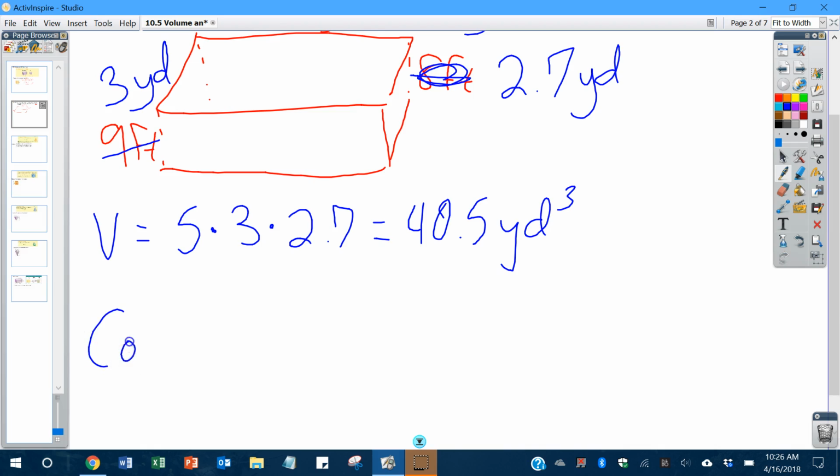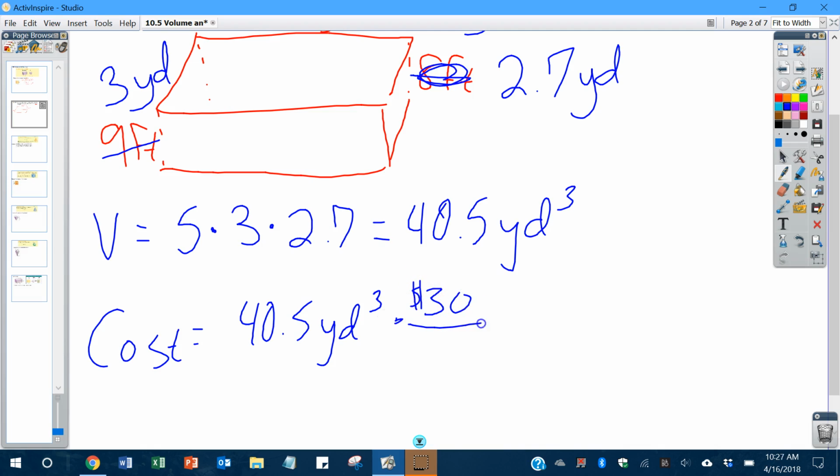Then the problem asks for the cost, where the concrete costs $30 per cubic yard. If I want to find the cost, I have my 40.5 cubic yards, and I'll do some kind of unit fraction here where I have $30 per cubic yard. I made a little unit fraction here where the cubic yards cancel out. My dollars is my unit, so I have 40.5 times 30, and I get $1,215. That's the cost of my concrete.